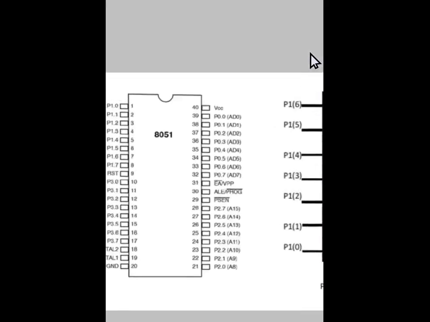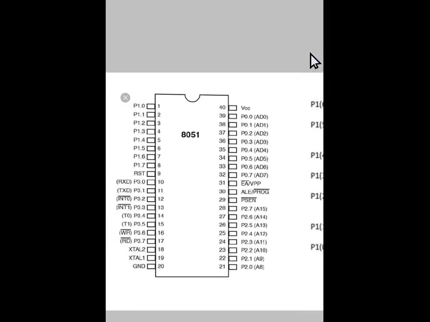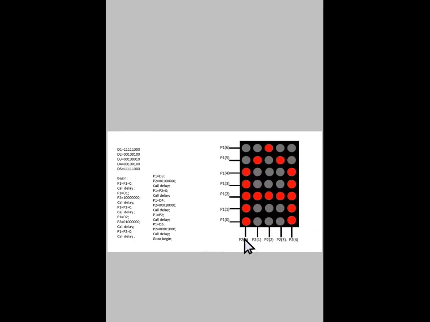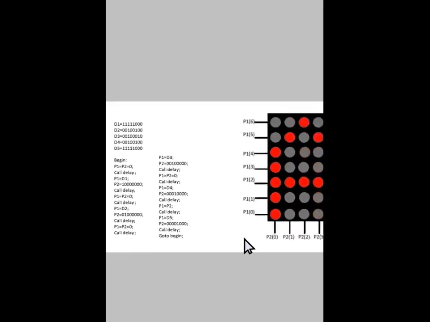So you can see our microcontroller. Like I told you, a microcontroller has a P1 port, P0 port, P2 port, and P3 port. So you're making use of the P1 port and the P2 port. Now look at the simple program, a simple instruction you're going to enter into the microcontroller that will enable you to display the letter A.